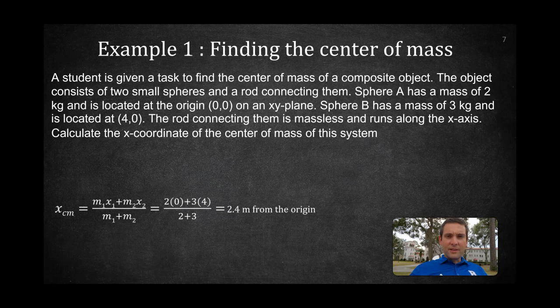The student is given a task to find the center of mass of a composite object. The object consists of two small spheres and a rod connecting them, so kind of like a dumbbell. Sphere A has a mass of 2 kilograms and is located at the origin on an xy plane. Sphere B has a mass of 3 kilograms and is located at (4, 0), the ordered pair. The rod connecting them is massless and runs along the x-axis. Calculate the x-coordinate of the center of mass for the system. Very straightforward. Because our first mass is at position 0 on the x-axis, we use 0 as our position. Our second object is at position 4, so we use 4. Multiply them, and we get 2.4 meters from the origin.